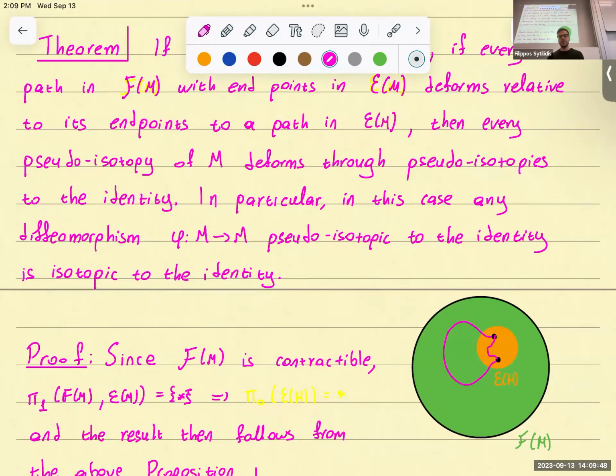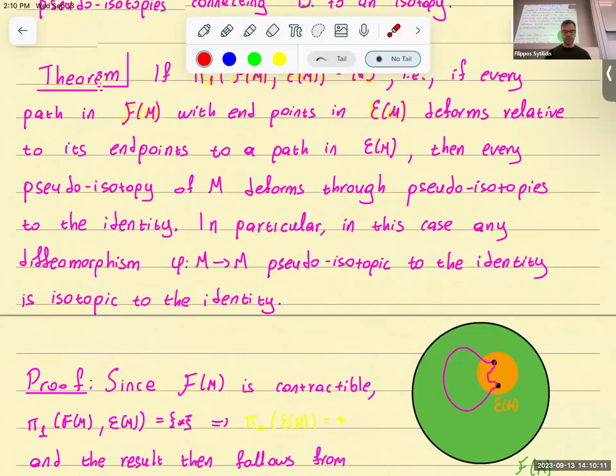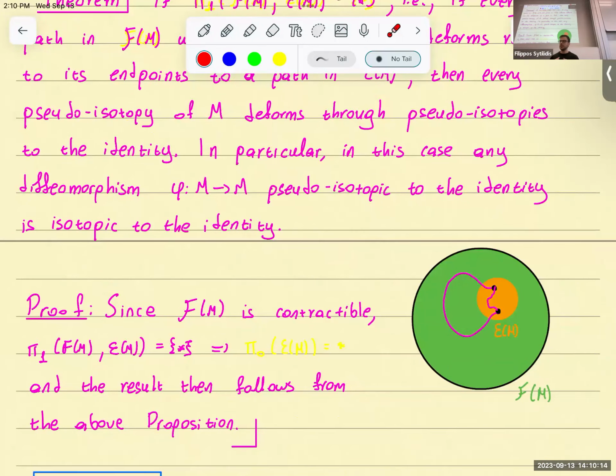Then every pseudo-isotopy of M deforms through pseudo-isotopies to the identity. Okay, so in particular, any diffeomorphism which is pseudo-isotopic to the identity is going to be isotopic to the identity. And sorry, that's not the theorem that Cerf proved. That's an immediate corollary of the proposition that I just stated. It's just that because the space of all smooth real valued functions is contractible, we know that this relative fundamental group is going to be trivial. That would imply that the space E(M) is connected.